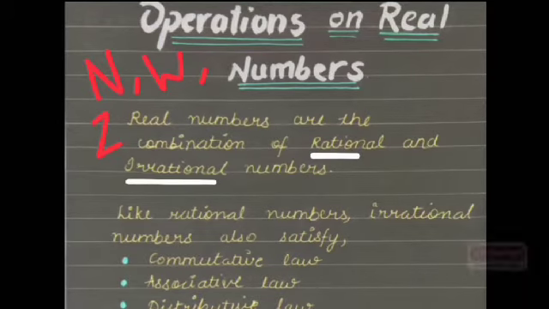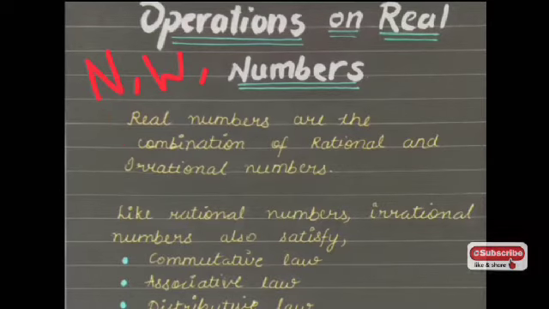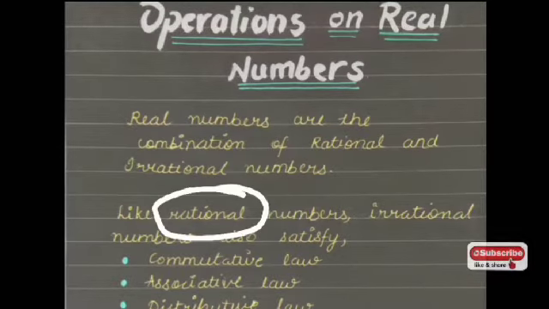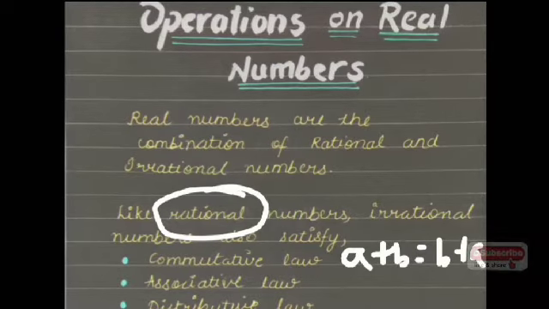Now in this video you are going to learn about the basic properties of rational and irrational numbers. In previous classes you must have studied that rational numbers satisfy these properties: commutative law, associative law and distributive law. Commutative law means a plus b is equal to b plus a. When a plus b equals b plus a, that law is called commutative law.